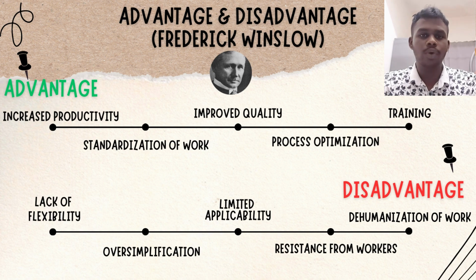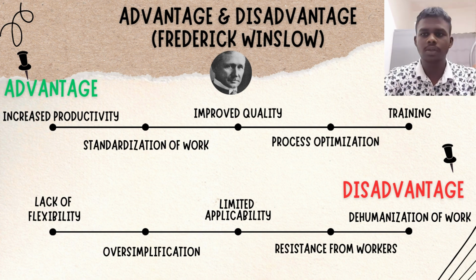By standardizing work processes and procedures, Taylor's method reduced variability and increased efficiency. The fourth one, training. Taylor's approach involved a significant emphasis on training workers to perform tasks in the most efficient way possible, which improved their skills and knowledge. The last one, process optimization. Taylor's focus on time and motion studies allowed for optimization of work processes and procedures, leading to increased efficiency and productivity.